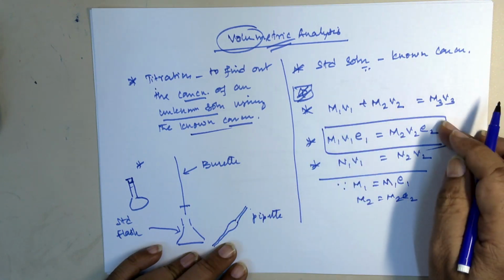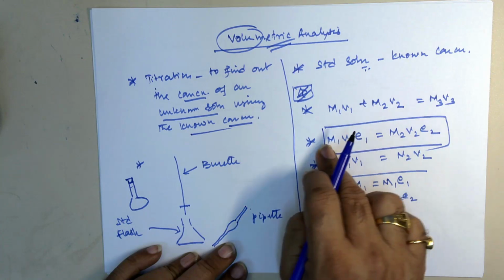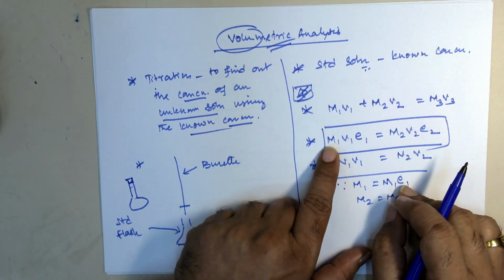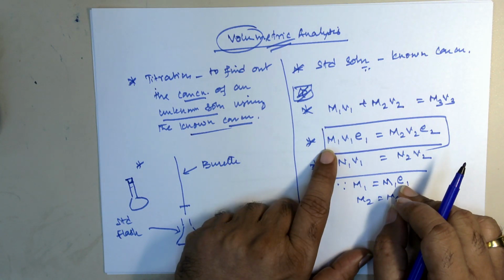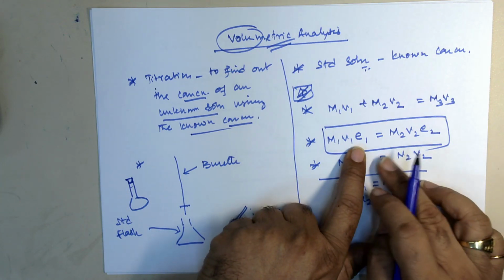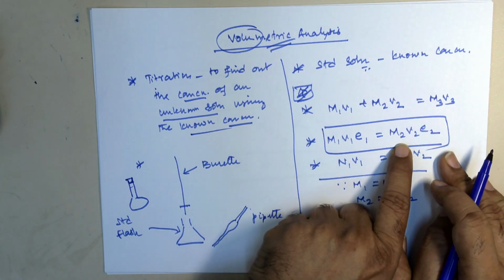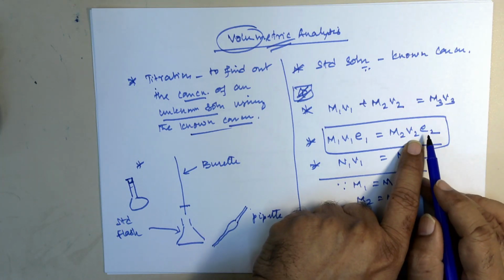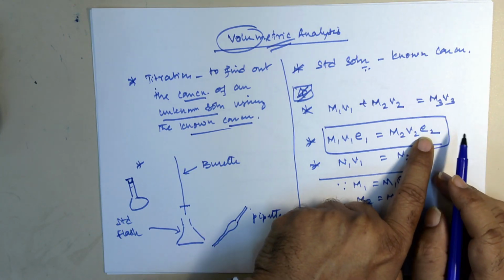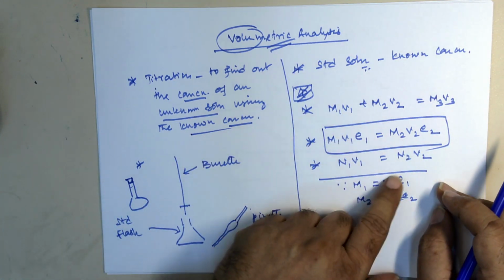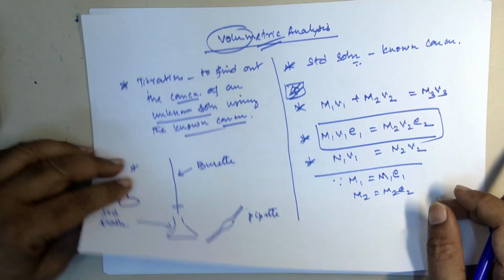Now the titration equation is this one. On the right side you have the oxalic acid, on the left side you have the potassium permanganate. So the product of the molarity of potassium permanganate, its volume, and its valency factor is equal to the molarity of oxalic acid, V2, the volume of oxalic acid, then E2, the valency factor. Based on that, you can find the unknown concentration.